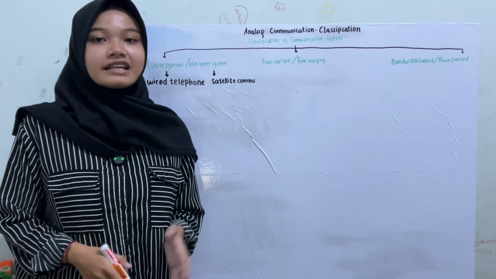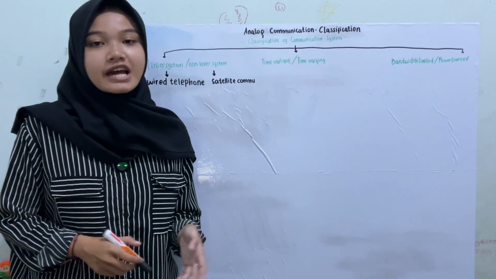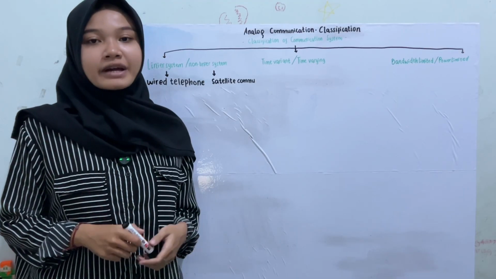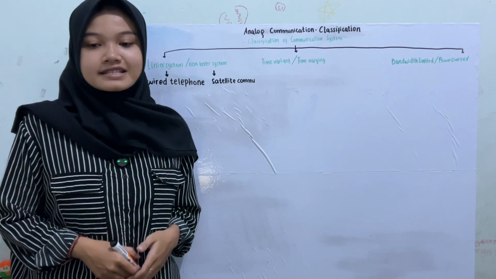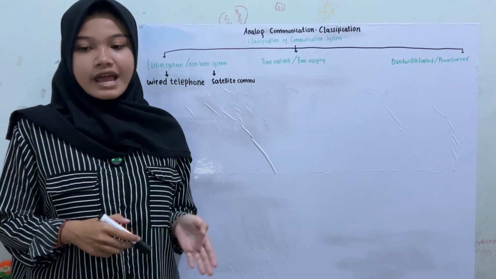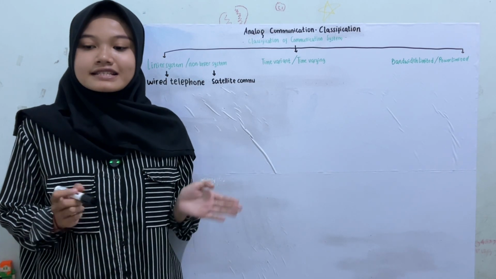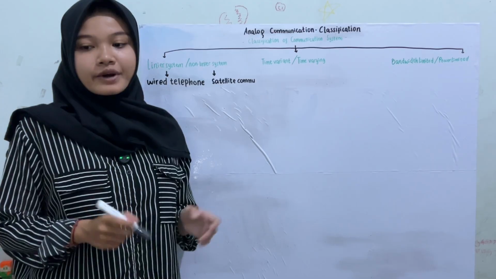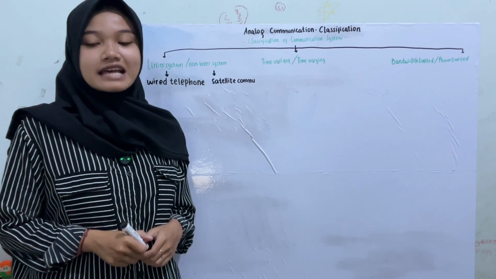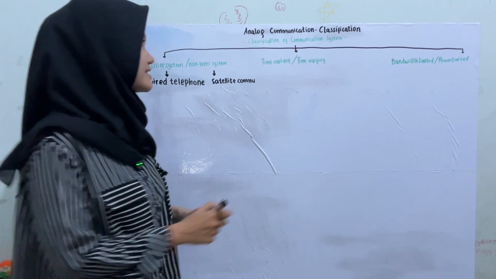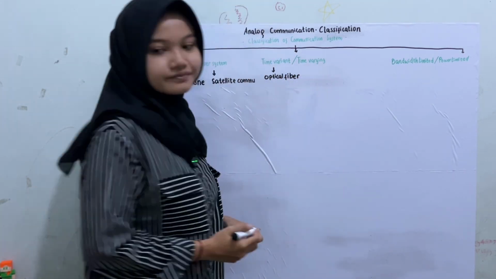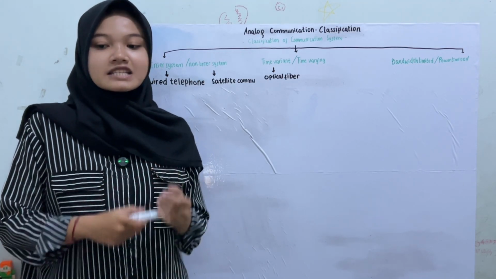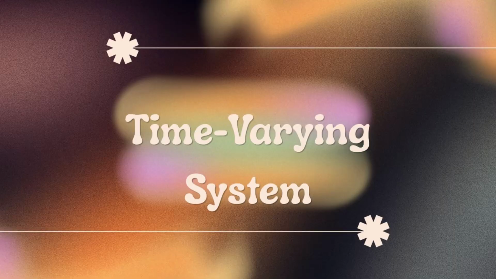The next classification is based on whether the system changes over time. A time-invariant system has characteristics that remain constant over time. This means that if the same signal is transmitted today, tomorrow, or next week, the system will produce nearly the same output provided that the communication channel remains in good condition. A good example is an optical fiber communication system. Since optical fiber provides a very stable transmission medium, its performance remains consistent over time.